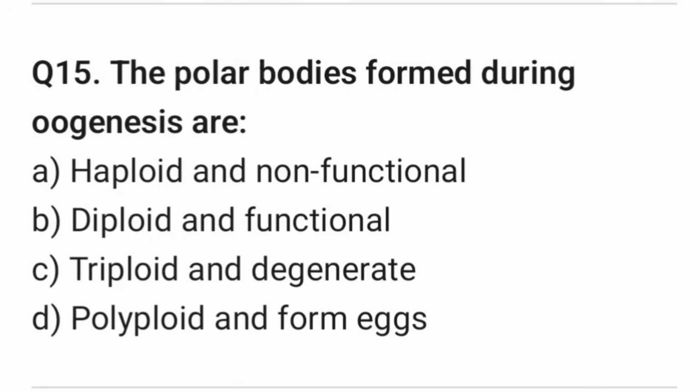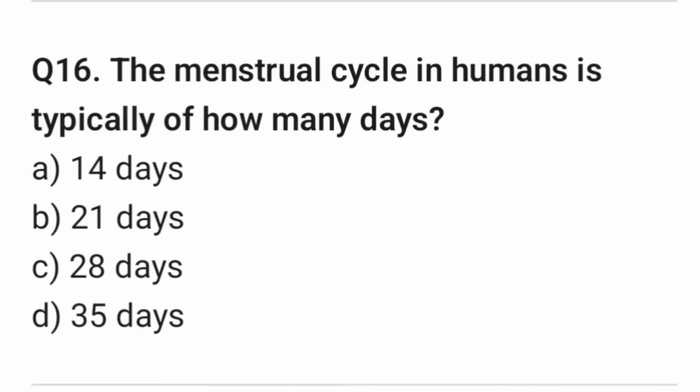Question 15. The polar bodies formed during oogenesis are. Right answer is option A. Haploid and non-functional. Question 16. The menstrual cycle in humans is typically of how many days? Right answer is option C. 28 days.